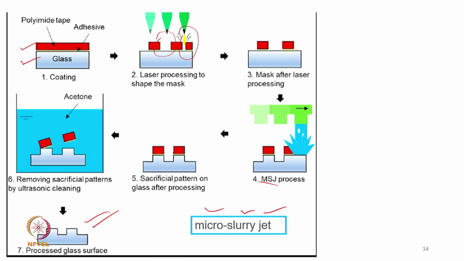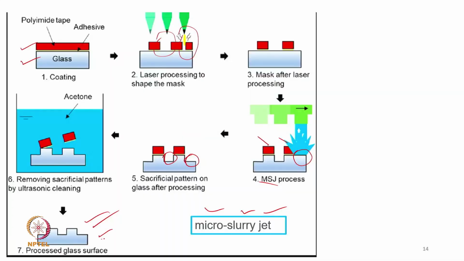So the slurry removes this surface, and again removes this, but there is a mask, and on the mask we don't impinge the micro slurry jet, and then we get a shape in this manner.